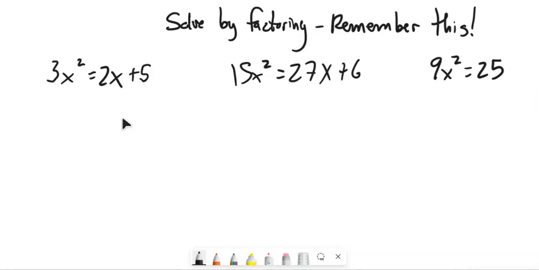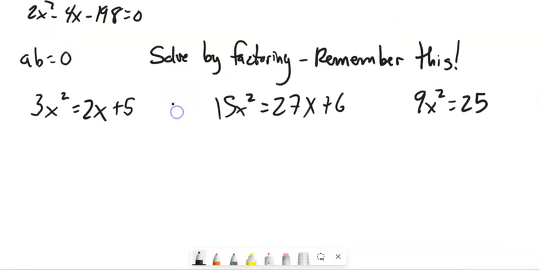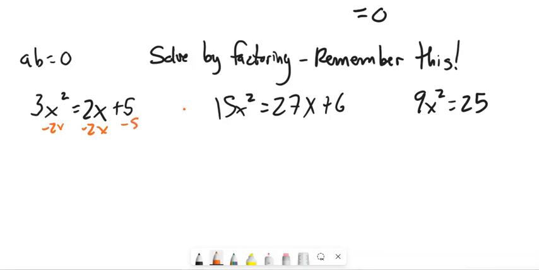And remember, this whole thing centers on having it equal to 0. So one thing to remember, get it equal to 0. I can manipulate this: subtract 2x from both sides, subtract 5 from both sides. I've got 3x squared minus 2x minus 5 equals 0. Okay, now it's set, it's equal to 0.